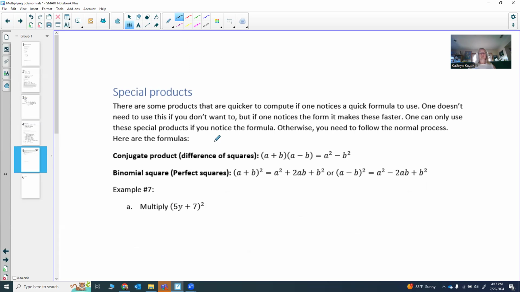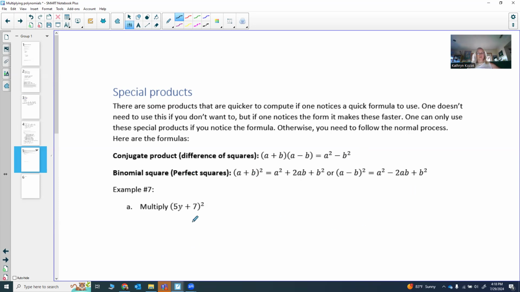Here are the formulas. The conjugate product, which is also sometimes known as the difference of squares, is a plus b times a minus b, which is going to multiply as a squared minus b squared. Binomial square, or also sometimes known as the perfect squares, if you have a plus b quantity being squared, you're going to get a squared plus 2ab plus b squared. Or if you have a minus b squared, you're going to get a squared minus 2ab plus b squared.